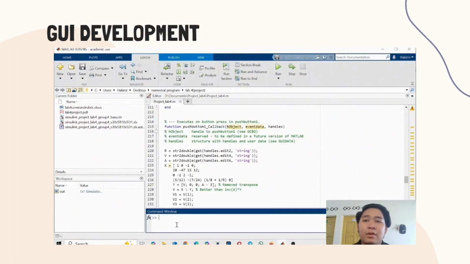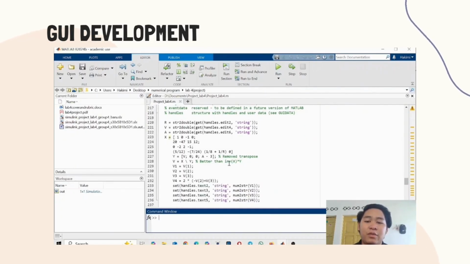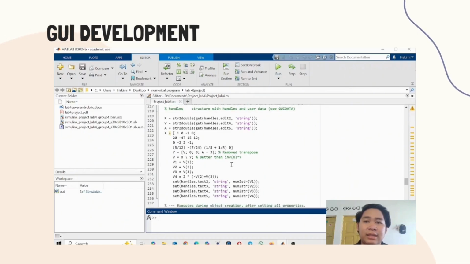First of all, we look at the R. R is R5, V is voltage source, and A is current source. For the R, we set it in edit 2. It is like the tag that we set in the edit text. So the setting is edit 2. For the voltage it is the same, edit 4, and for current it is edit 6. After that, to get the output, we must look at the V1, V2, V3, and V4 setting.